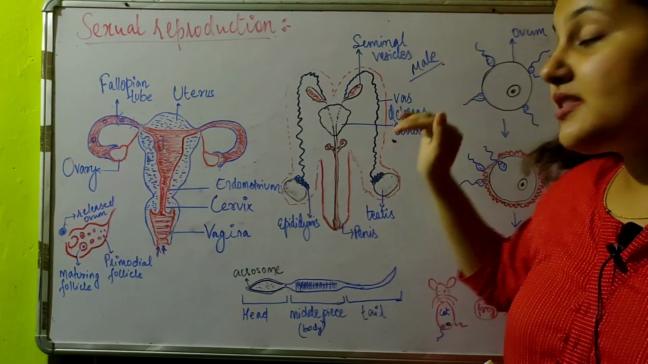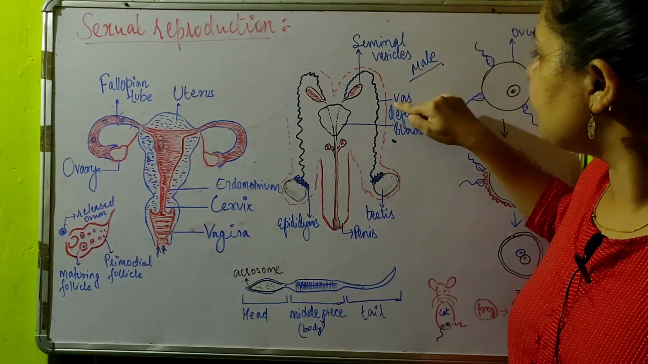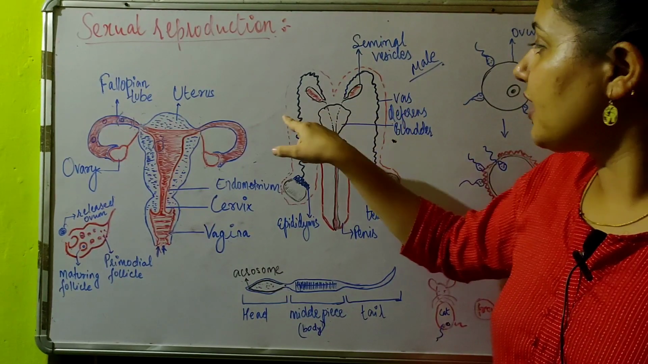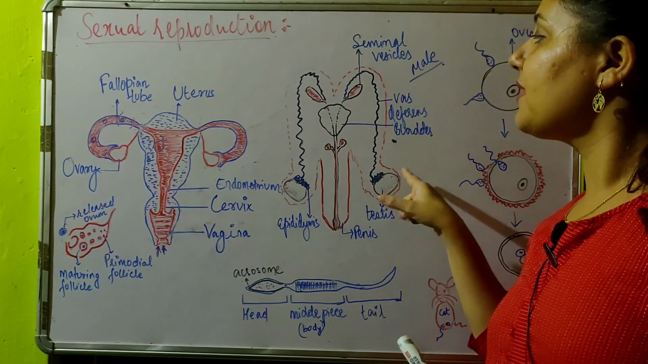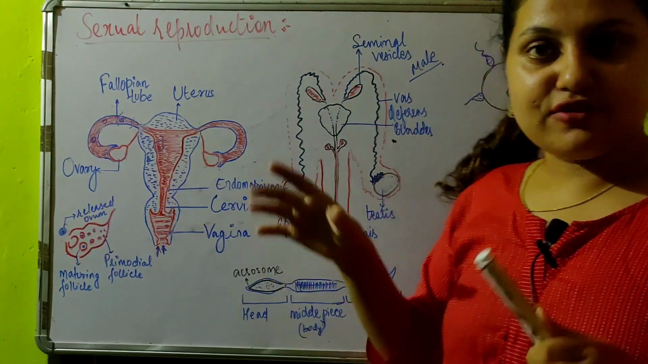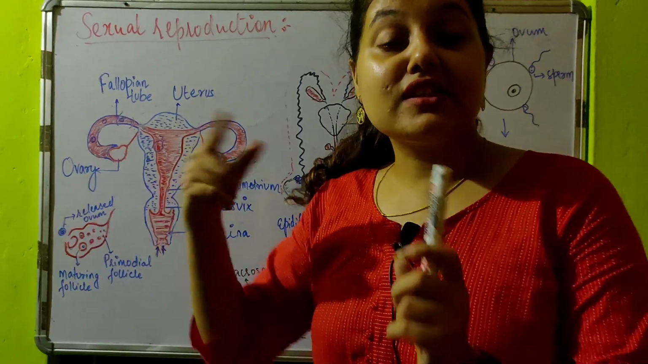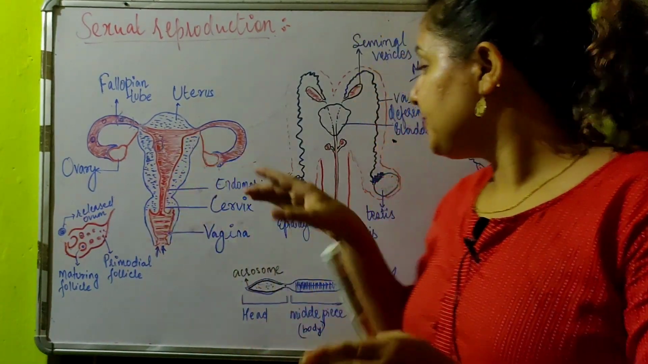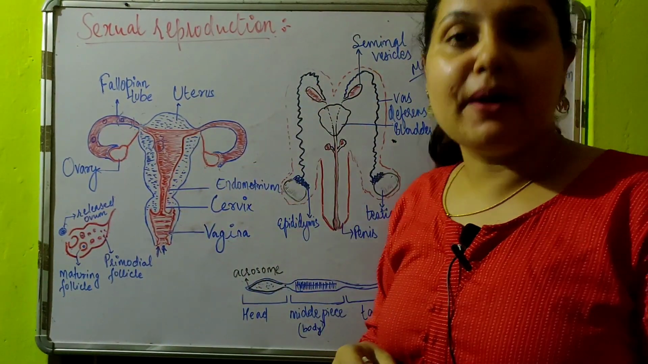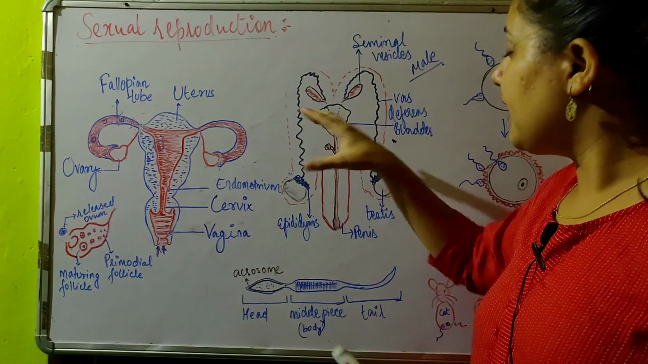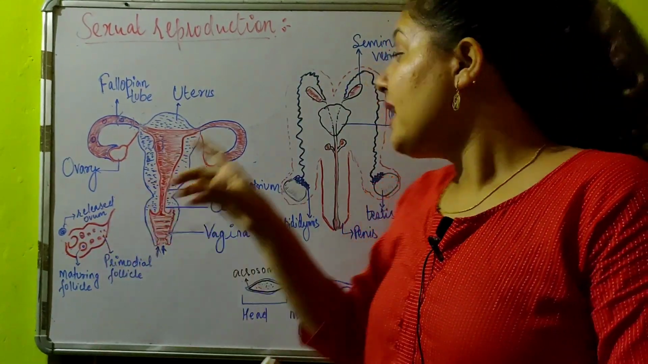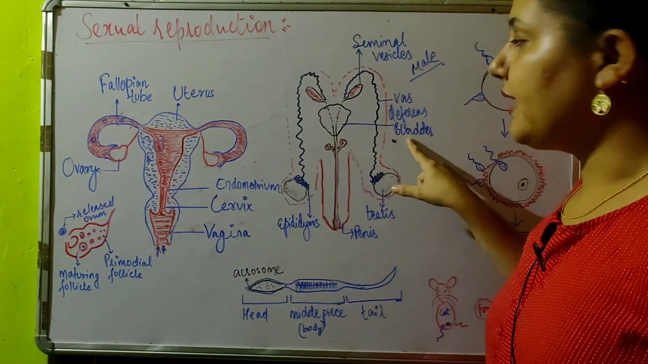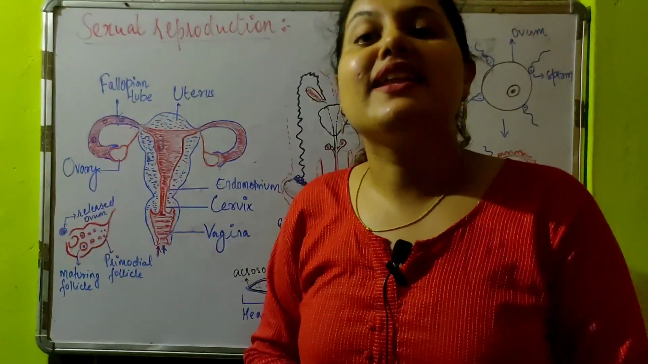Now you see the epididymis is directly connected with a duct, isn't it? What is the name of this duct? The name of this duct is vas deferens. There is one vas deferens on each side, since there are two testes, two epididymis, two vas deferens. What is the vas deferens? It is the duct which carries the sperm towards the bladder. Where is the vas deferens ending? It is ending at the bladder, which is nothing but the urinary bladder.